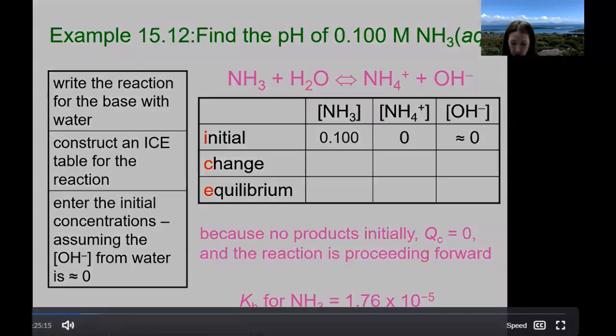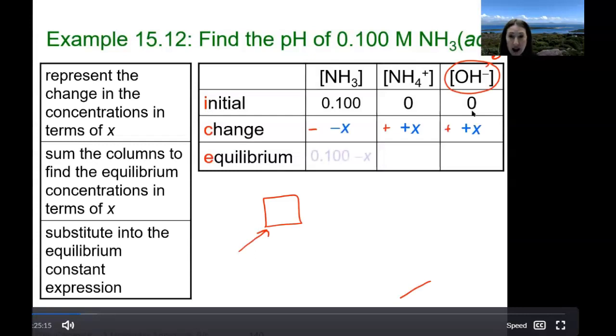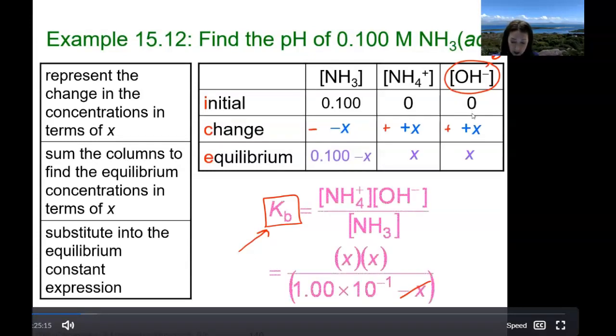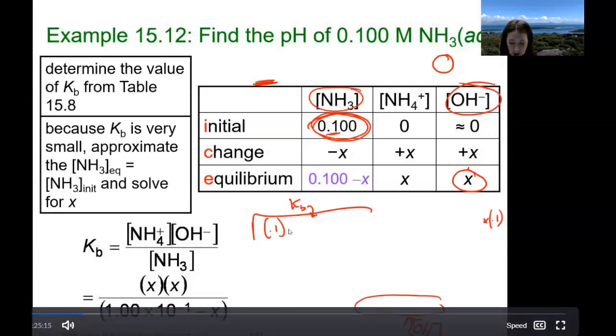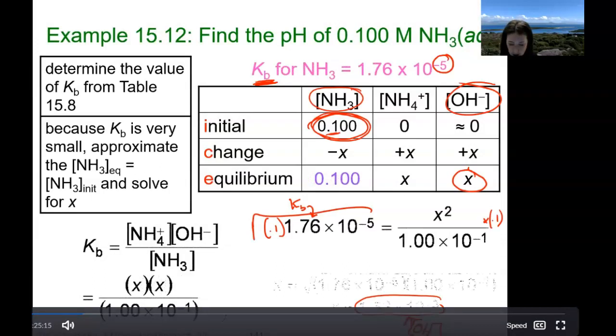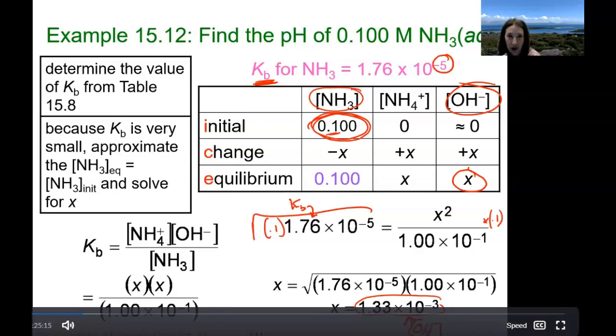Now we know it's going to go forwards. So it's going to be minus X, plus X, plus X, right? Then we're going to assume X is small, get rid of X. But then we've got to check. So we assume it's small, then solve for our X. Here we are solving for X, remembering that this is not H, it is OH. Okay, now that we have our OH, we need to check and see if the change is less than 5%. And again, at this point, you pretty much should know that this is going to work.